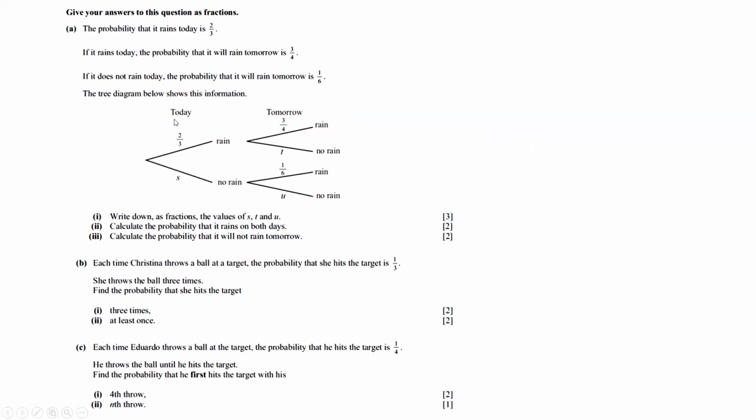Okay, so now we only consider today and tomorrow. We only need to consider 2 days in a row. Today and tomorrow only. So if today raining is 2/3, that means this has to be 1/3. Later we need to answer all this later.